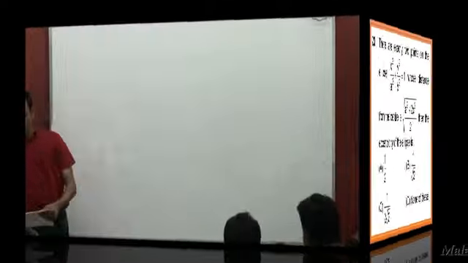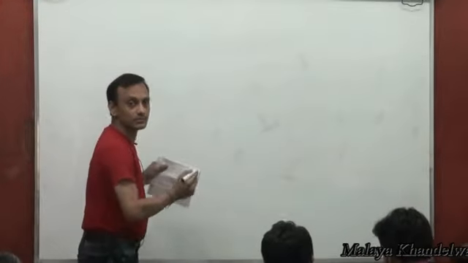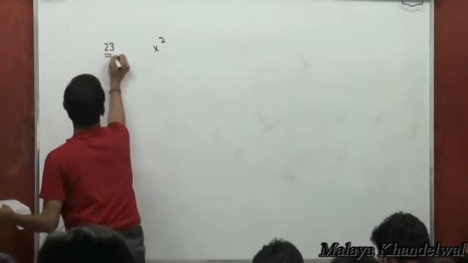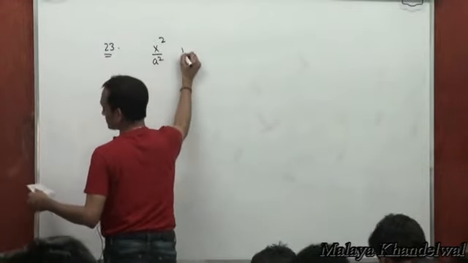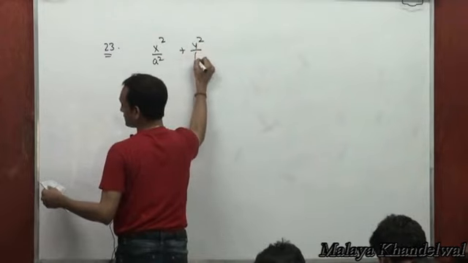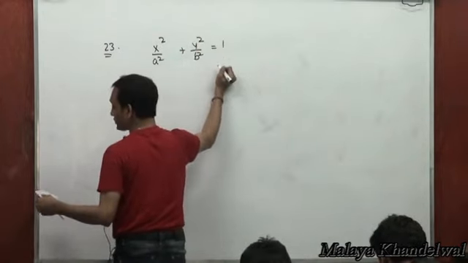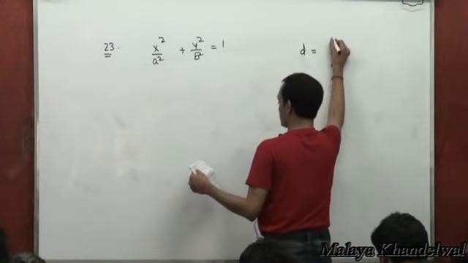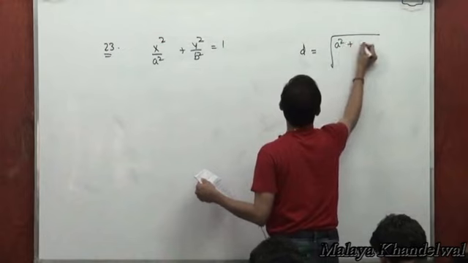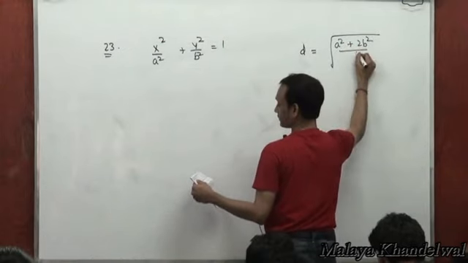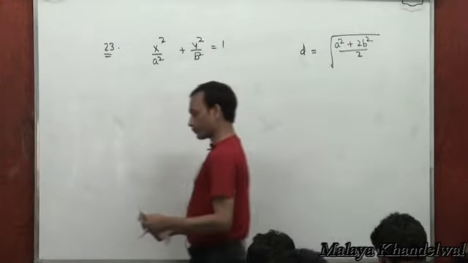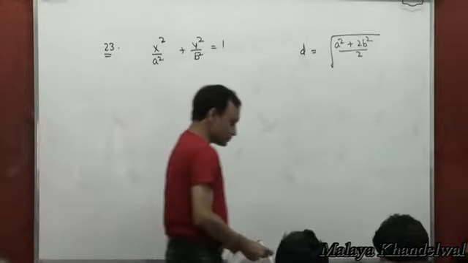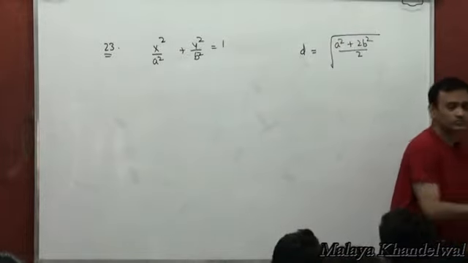There are exactly 2 points on the ellipse. This is the ellipse. It's problem 23. X squared by a squared plus y squared by b squared equal to 1. Exactly 2 points on the ellipse whose distance from the center of the ellipse is root of a squared plus 2b squared by something. We need to find the eccentricity of the ellipse.